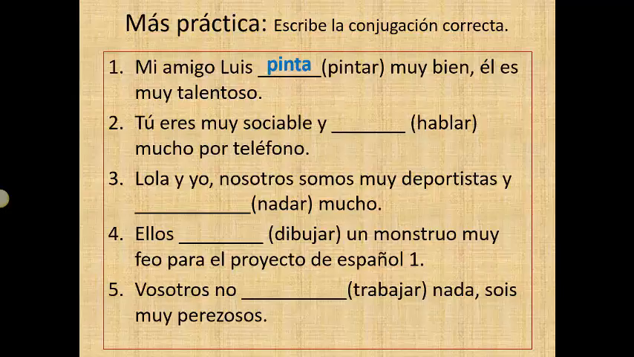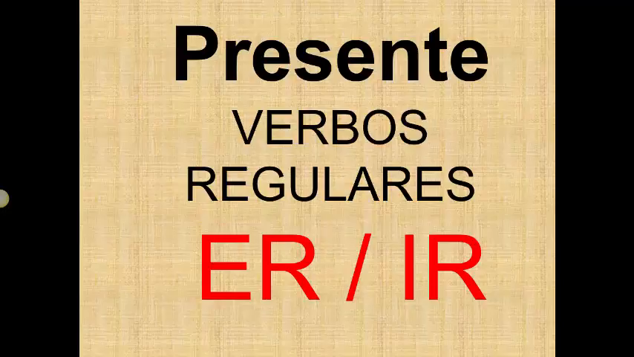Cool. Let's check out the answers. So, tú eres muy sociable. Hablas mucho por teléfono. The ending is as, hablas. Lola y yo, nosotros somos muy deportistas y nadamos mucho. Número 4: ellos dibujan un monstruo muy feo para el proyecto de Español 1. Y número 5: vosotros no trabajáis nada. Sois muy perezosos.